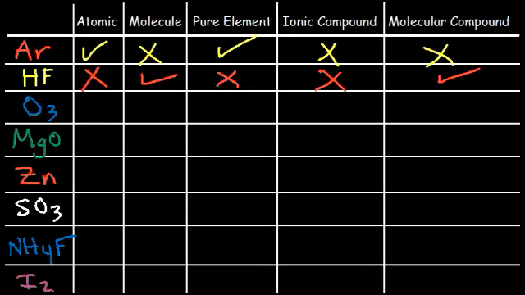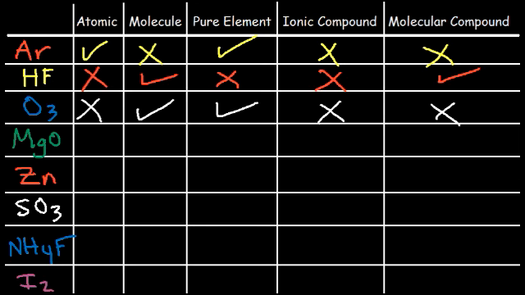So now, what about O3, ozone? Is it atomic or molecular? The particle O3 doesn't consist of a single atom, so it's not atomic. It's composed of multiple atoms, so it's a molecule. And it's also a pure element. It only contains one type of atom. So if it's a pure element, then it's not going to be a compound. It doesn't have different types of atoms.